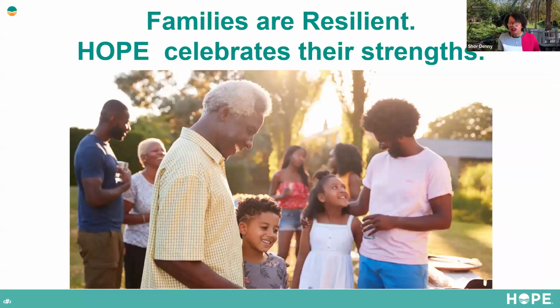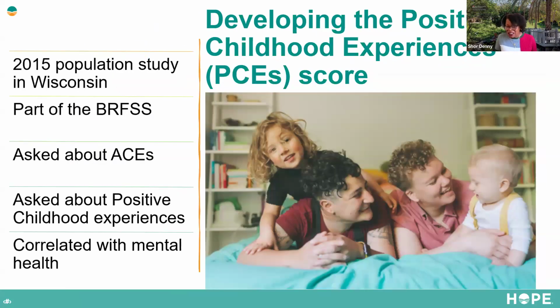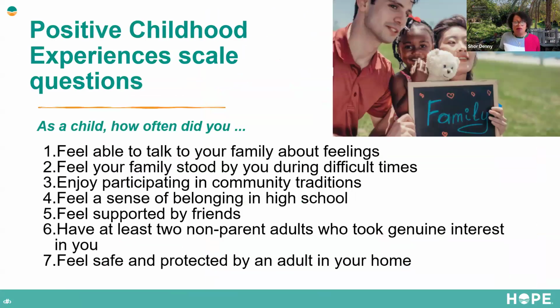One thing that I want you guys to remember is that families are resilient and that HOPE wants to celebrate that. And we want to talk about strengths, not weaknesses. There was a study that was done through HOPE, several studies. And what they wanted to do is identify any ACEs, look at those positive experiences, and then see how that correlates with our mental wellness. And what they came up with were these 7 questions. Now I asked them because ACE has 10. I said, why don't you have 10 questions, right? And they said it had to do with funding. So there's a lot more going on.